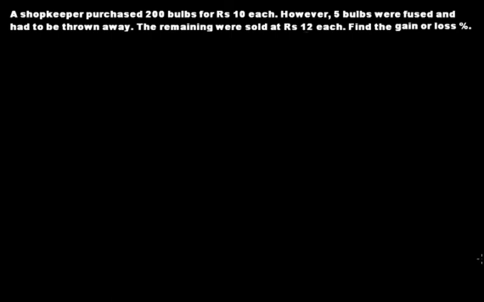This is the part 1 of the video series on problems on profit and loss percentage. And here we have a problem that says a shopkeeper purchased 200 bulbs for rupees 10 each. However, 5 bulbs were fused and had to be thrown away. The remaining were sold at rupees 12 each. Find the gain or loss percentage.